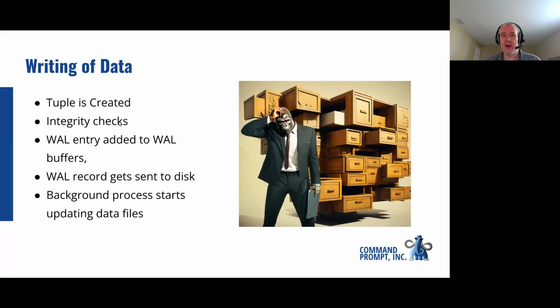So the new tuple gets created. There have to be some integrity checks because it's a relational database. So we need to make sure that foreign key references get satisfied. All the other constraint checks are done. Then the WAL entry is built and written to the WAL buffers. So WAL is the write-ahead log.